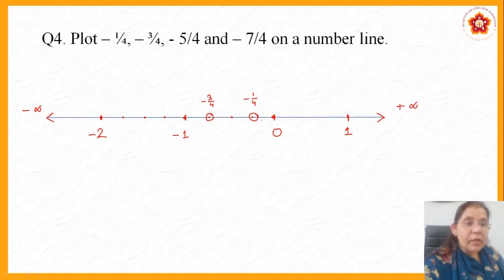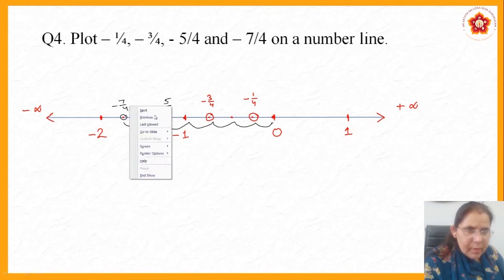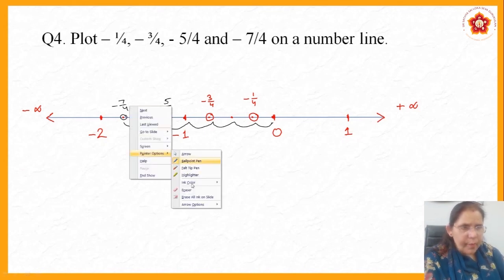Then we have -5 by 4. This is first point, second point, third point, fourth point, fifth point. So this point is -5 by 4. This would be the sixth point, and this is the seventh point. So seventh point is -7 by 4.